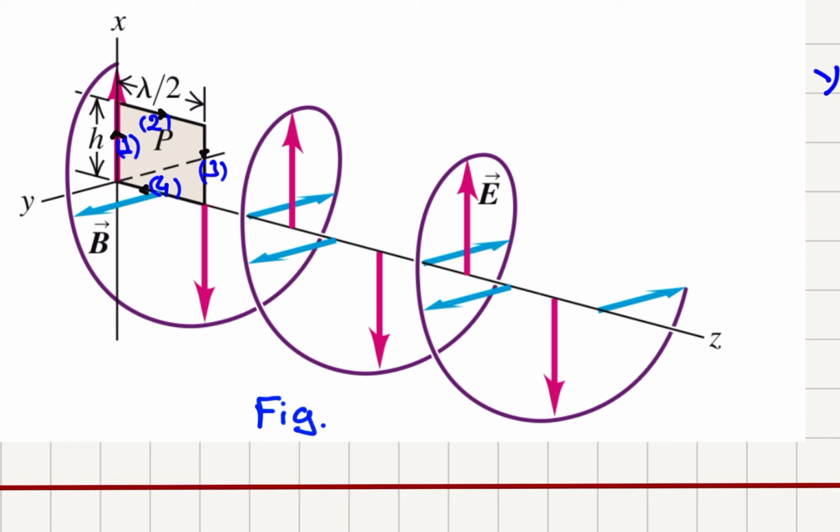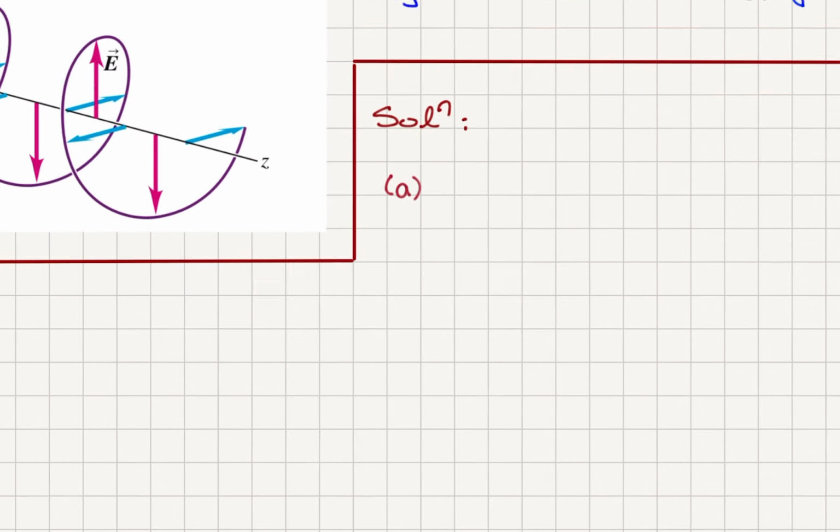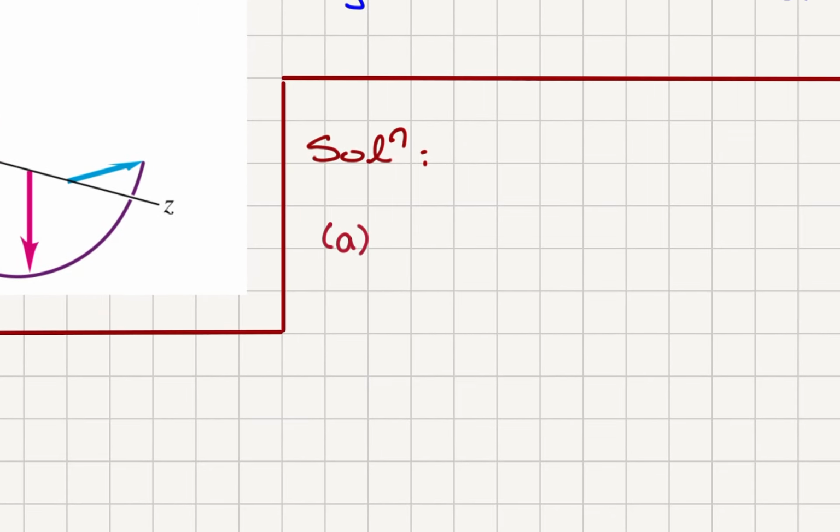Okay, so you can see that this rectangular loop consists of 4 portions. Portion 1, where x goes from 0 to h. Portion 2, where z goes from 0 to lambda over 2. Portion 3, where z is equal to lambda over 2, x goes from h to 0. And portion 4, we have z going from lambda over 2 to 0, x is equal to 0. So let's specify these line elements along these paths.